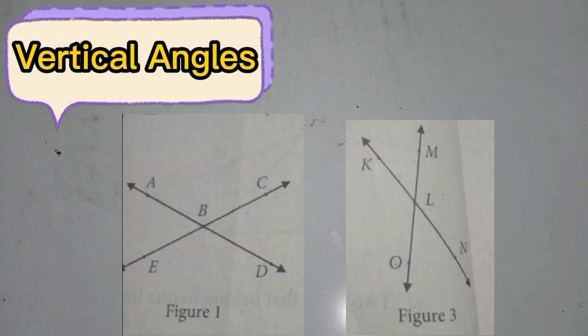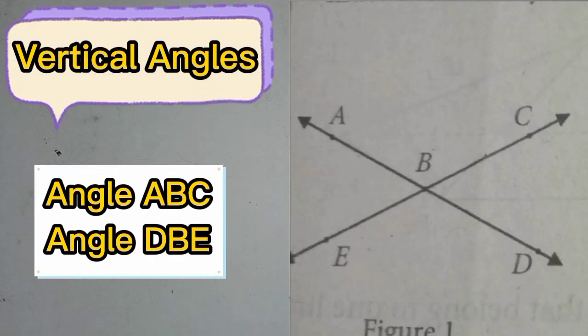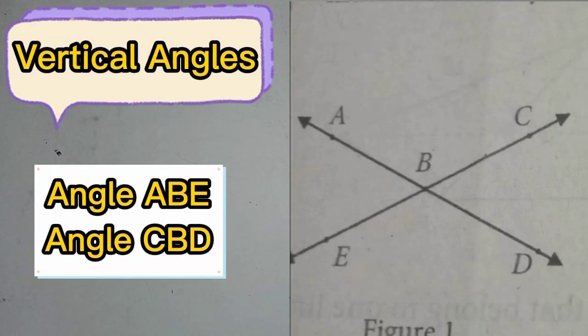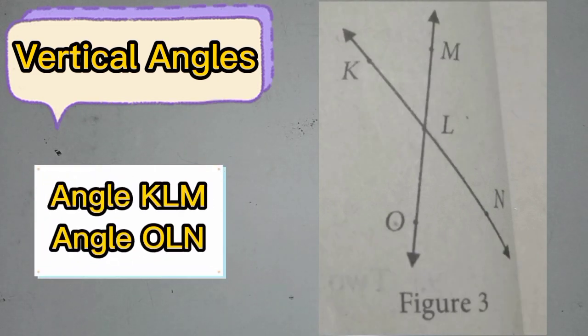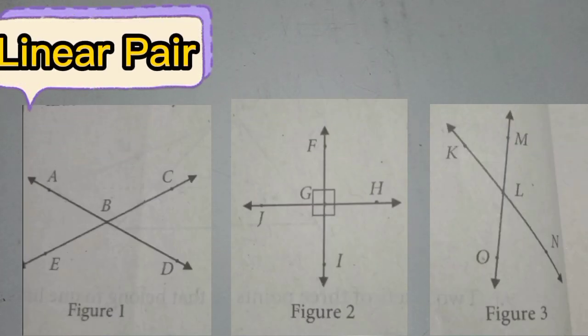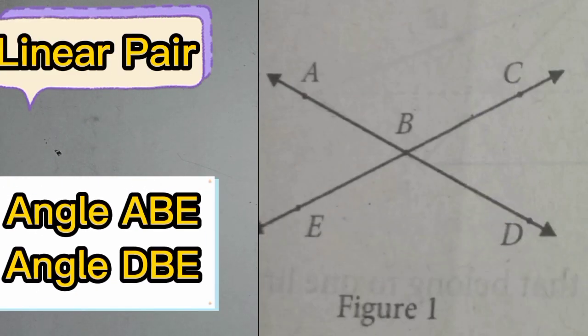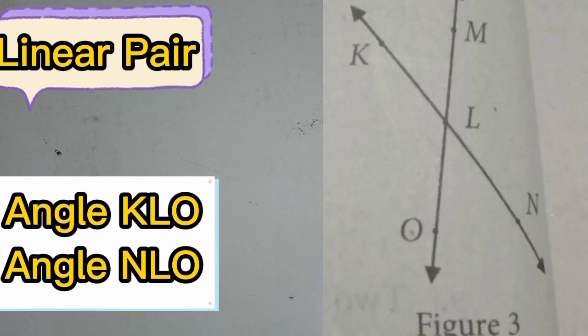Now, if you are asked to name the vertical angles in figures 1 and 3, in figure 1 the vertical angles are angle ABC and angle DBE, and another pair is angle ABE and angle CBD. In figure 3, the vertical angles are angle KLM and angle OLN. Then if you are asked to name the linear pair angles in figures 1, 2, and 3, we have angle ABE and angle DBE in figure 1, angle JGI and angle HGI in figure 2, and angle KLO and angle NLO in figure 3.